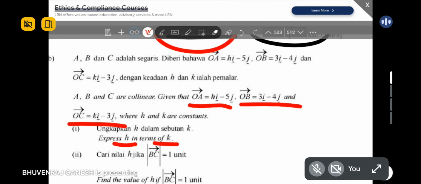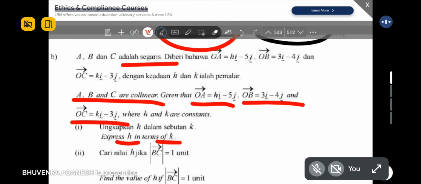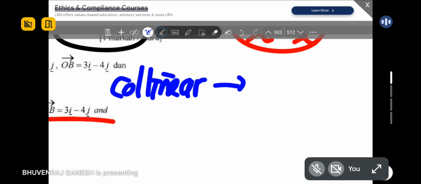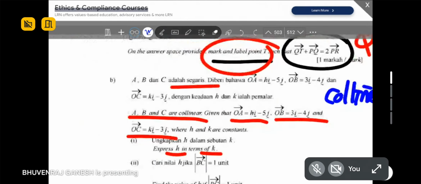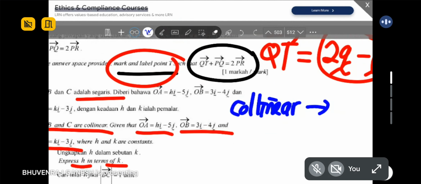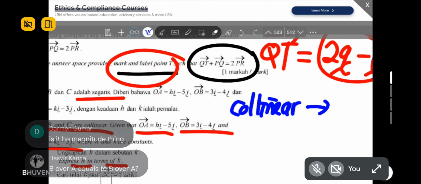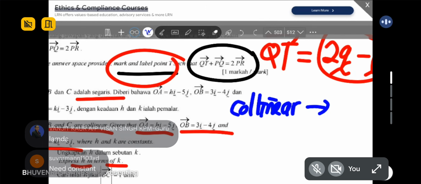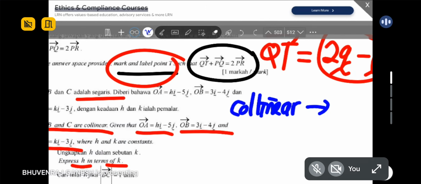And then, what else? Okay, they say A, B, C are collinear. Segaris. Okay, can anyone tell me, if collinear, what is the formula I can have? Very important word. Collinear. You guys still remember what is the formula for segaris? Anyone? The key point here is collinear. Anyone? Think and see. Cuba fikir. Collinear. Yes, correct. It's one line. But what is the formula? Yes, you need a constant, correct. Okay, the constant is the keyword, pemalar.